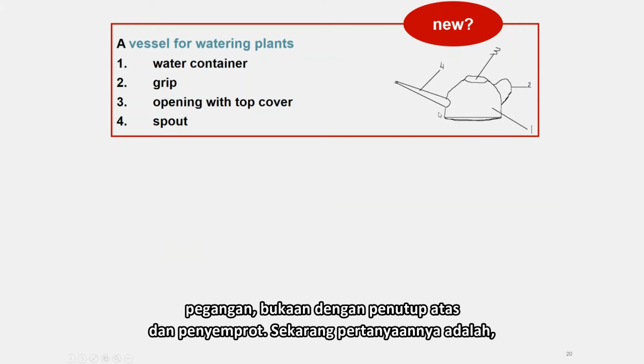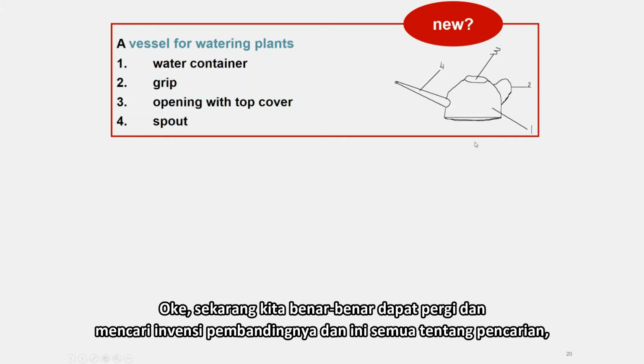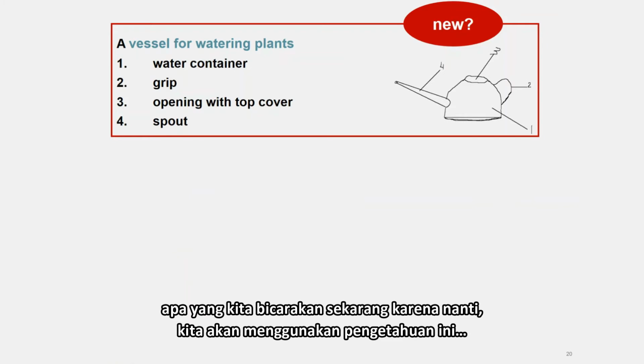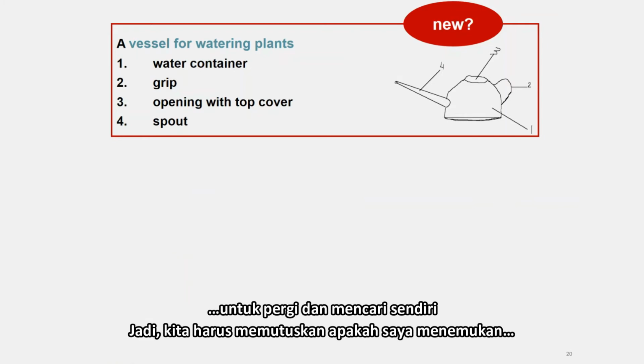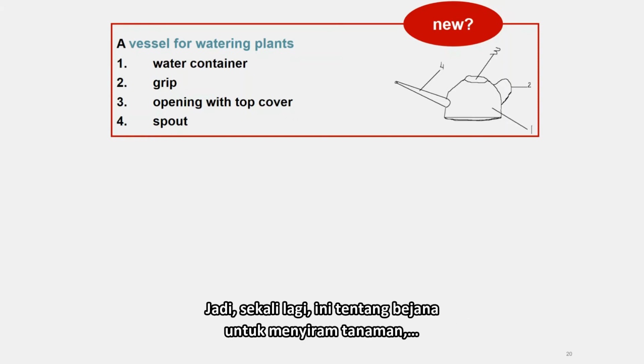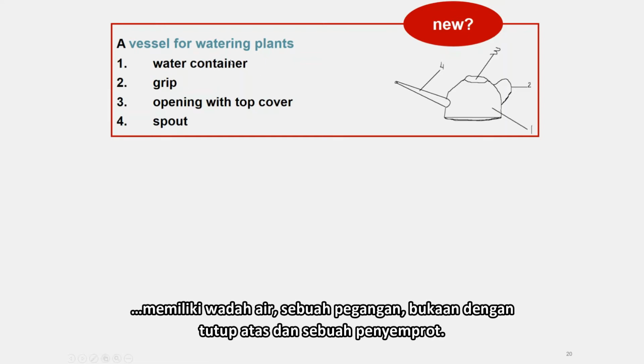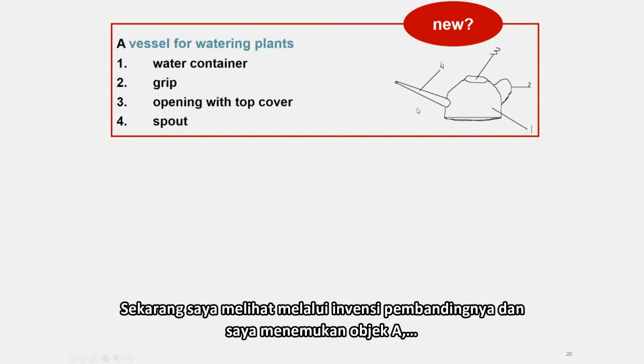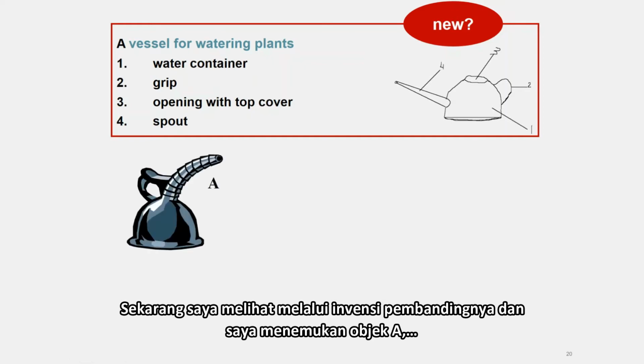Now, the question is, okay, now I can actually go and search in the state of the art. It is all about the search, what we are talking about now, because later on we'll use this knowledge in order to make a search of our own. So we have to decide, if I find something in the state of the art, if what I found is relevant due to the novelty of these objects, yes or no. So again, it is about a vessel for watering plants, having a water container, a grip, an opening with top cover, and a spout. Now I look through the state of the art and I find the object A.